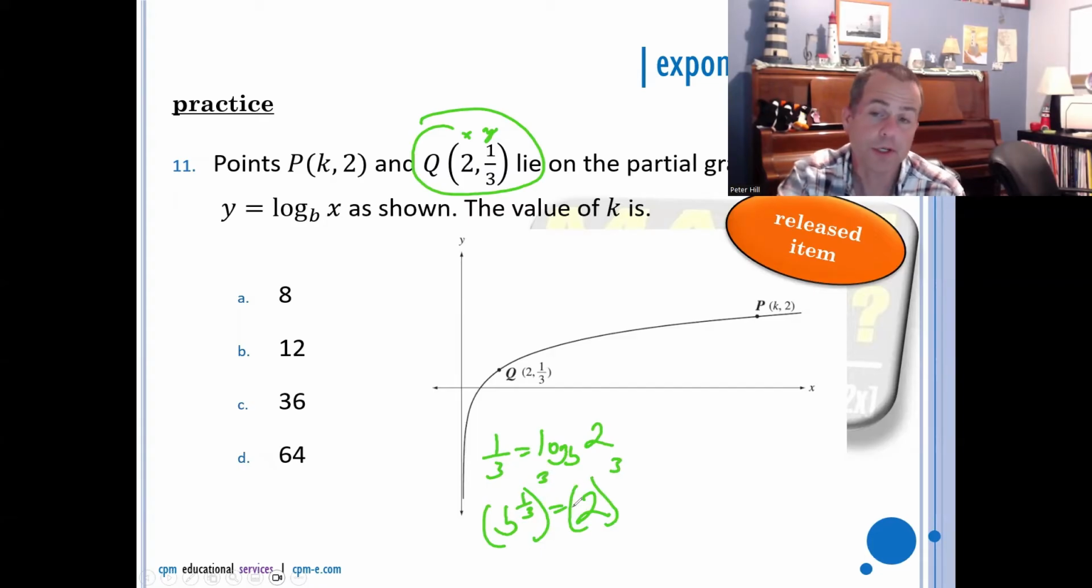Then I can cube both sides, because I'm taking a power of a power. 1/3 times 3 is 1, so that would just be b, and then 2 cubed is 8. So now I know b is 8.